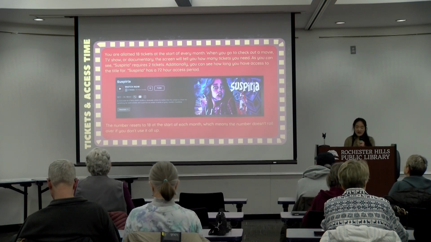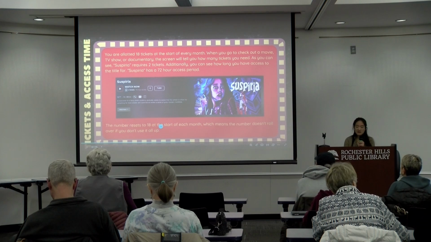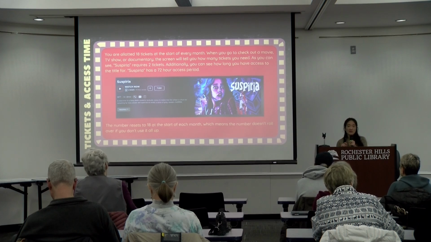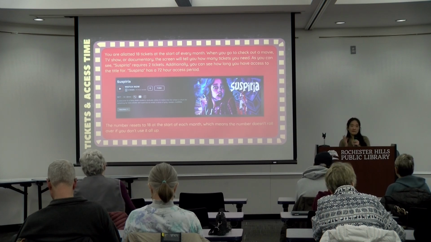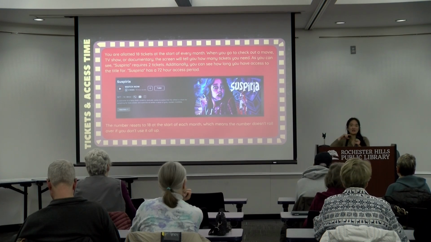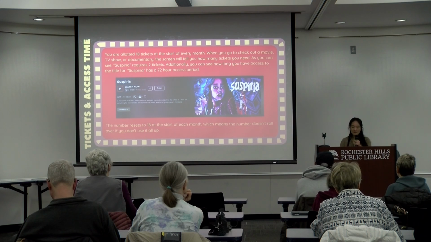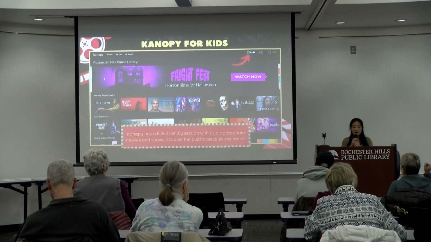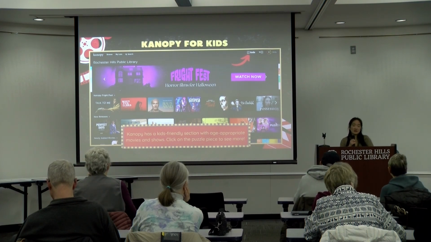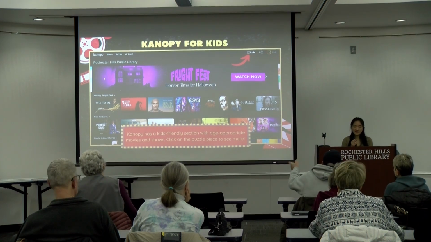And like I said earlier, the number resets to 18 at the start of each month, but the number doesn't roll over into the next month if you don't use it all up. So if you use 4 tickets and you have 14 left, and it's, say, February 28th, March 1st, it doesn't add on, it doesn't accumulate, so you have to use it up. Also, what's that? Correct. So you have 72 hours to watch it. Yes.